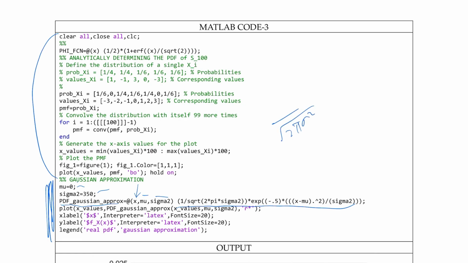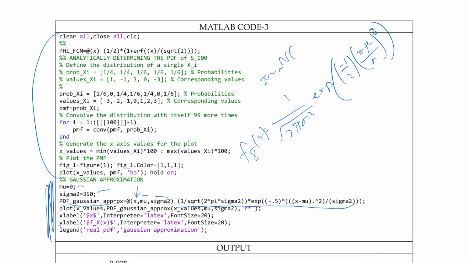And this is just the typical PDF of a Gaussian random variable, right? Okay, that's it. I didn't need to write that actually, but anyway.